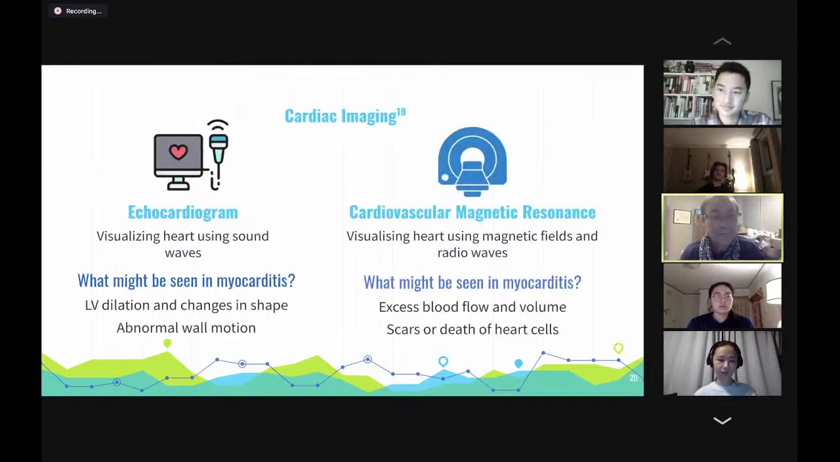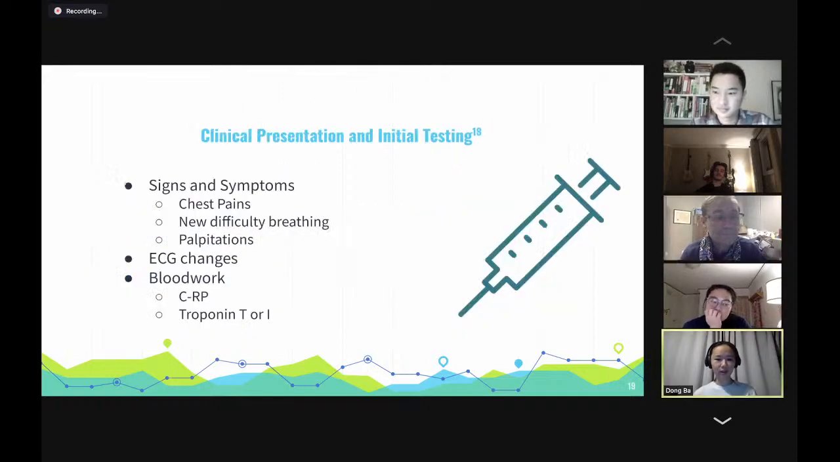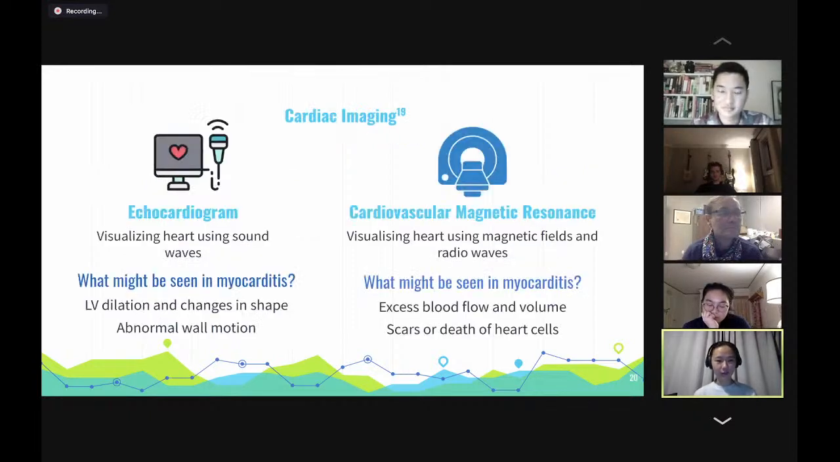Thanks for sharing that. Go ahead. Yeah, so all of these signs and symptoms and these markers indicate an issue with the heart, but that might not necessarily be myocarditis. In order to determine that, your doctor is going to need to do further testing. Some examples of the further testing that they might do include an echocardiogram or maybe a cardiovascular magnetic resonance. So start with the echocardiogram.